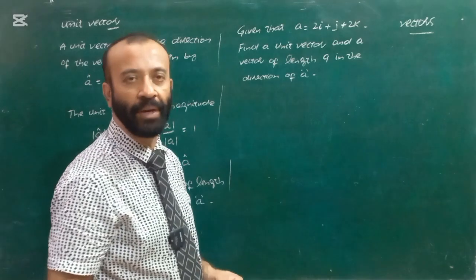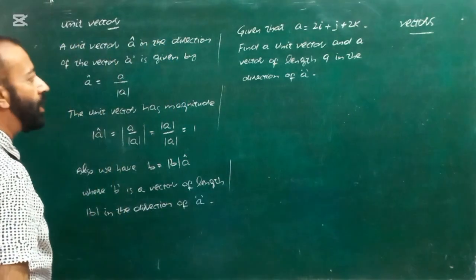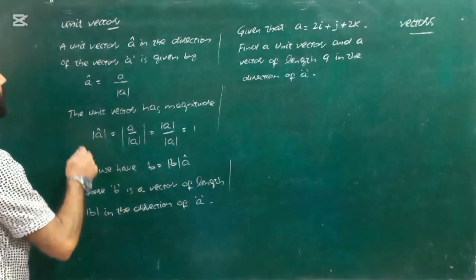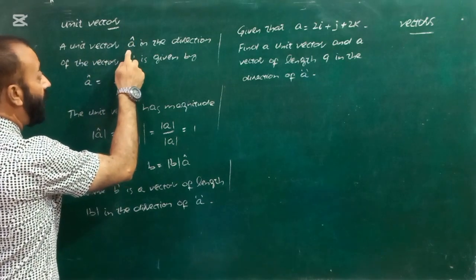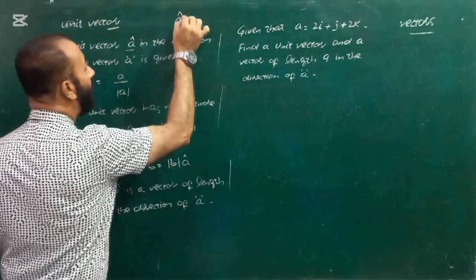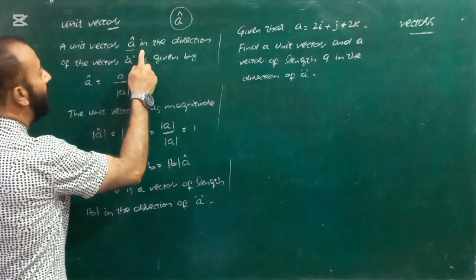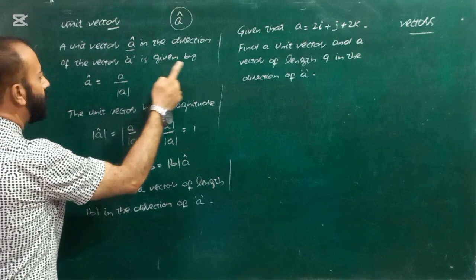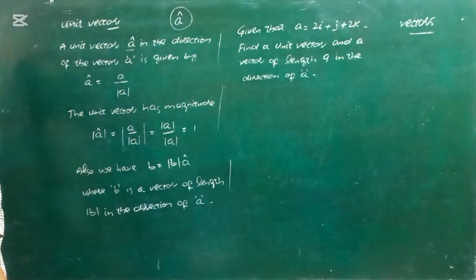The next topic which we are going to read in the topic of vectors is unit vector. So concentrate yourself. Here are some concepts. We are going to start with a unit vector A cap. So any unit vector is represented by putting a cap over it. So a unit vector A cap in the direction of the vector A is given by A cap is equal to A over A magnitude.